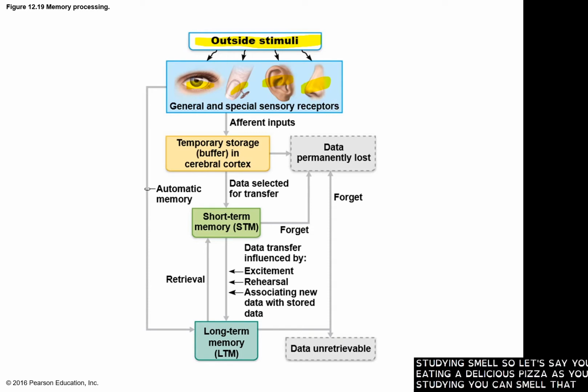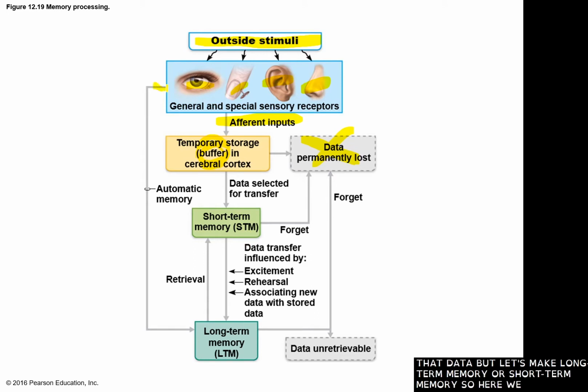You can smell that pizza, and then you think about how long-term memory is formed. So yeah, let's use that one for smell. So these are all the afferent inputs coming in, and this all creates a temporary storage in the cortex. And then if you don't ever access it again, you lose that data. But let's make long-term memory or short-term memory.